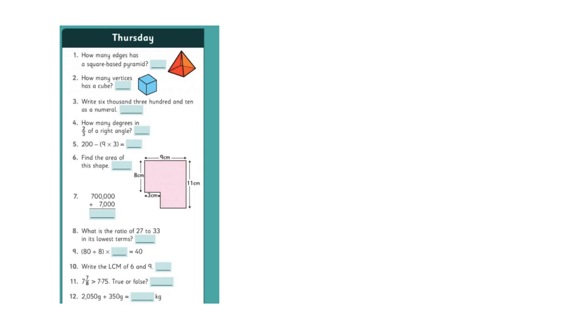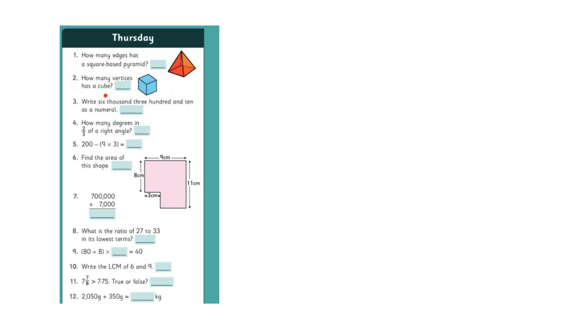Morning, guys. I said I'd come on and go through a few of the mental maths questions here today with you. So I'll start with question one. How many edges has a square base pyramid? So if we look at the edges, we can calculate how many edges it has. Okay, that should be fine.